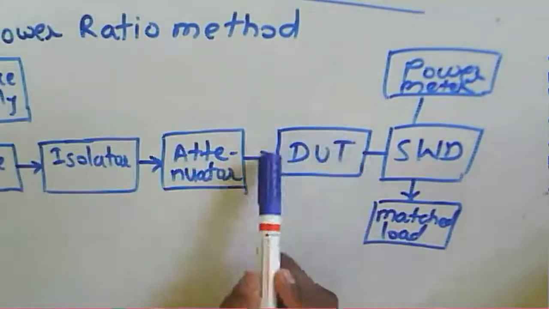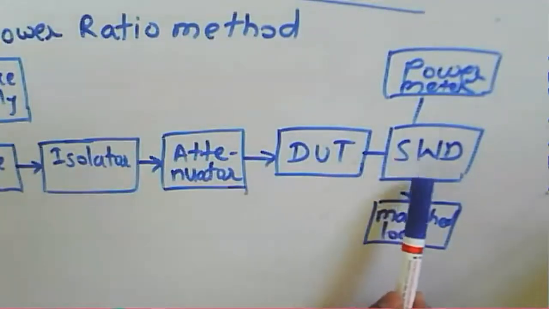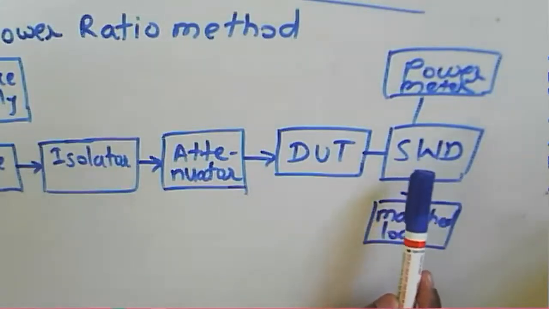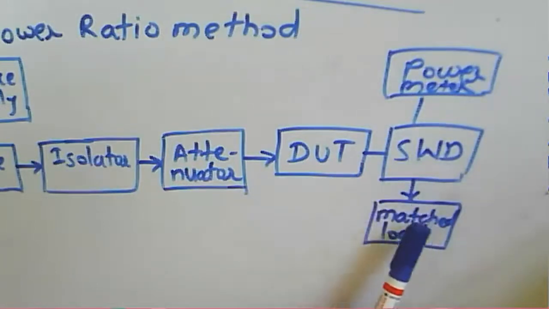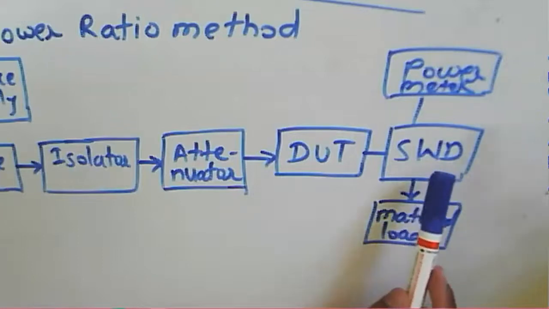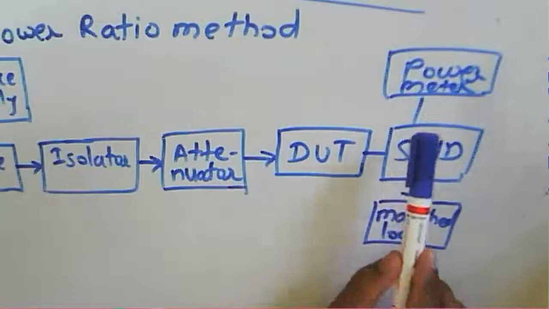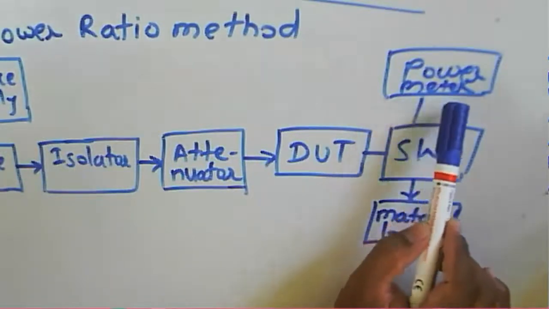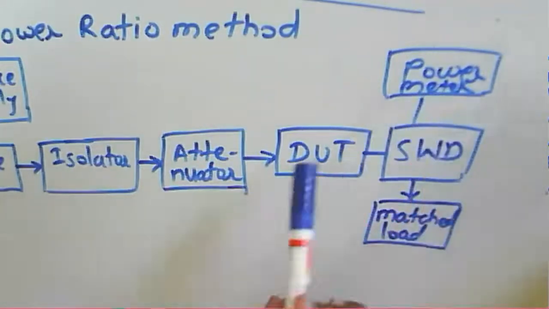So that's why the device under test is placed before the slotted section of the microwave bench, or the standing wave detector. And this slotted section is connected to the matched load here. Okay, one load, but it is terminated with a matched load. And for this particular slotted section, there is a tunable probe, and that tunable probe is connected to the power meter, or power indicator.